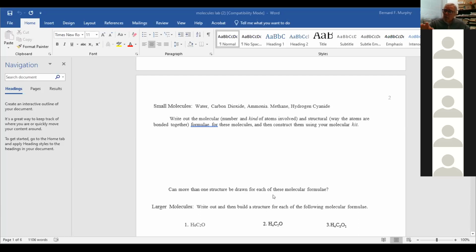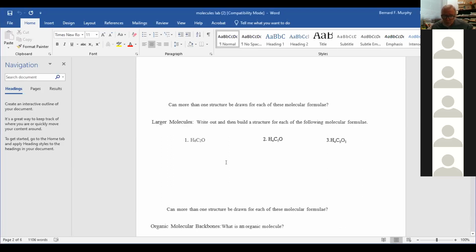Now when we get to the larger molecules, you find out that there are different ways, and this is where the isomers come in. Like, for example, the larger molecules. Here's a slightly larger formula, H6C2O. And then I'll ask the class, make a legal molecule using your model kit with 2 carbons, 1 oxygen, and 6 hydrogens.